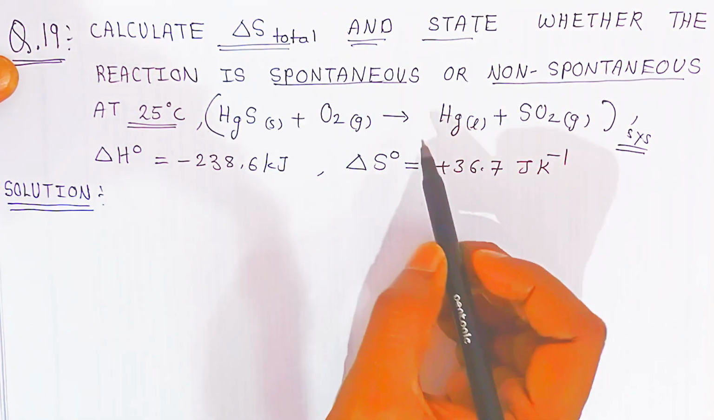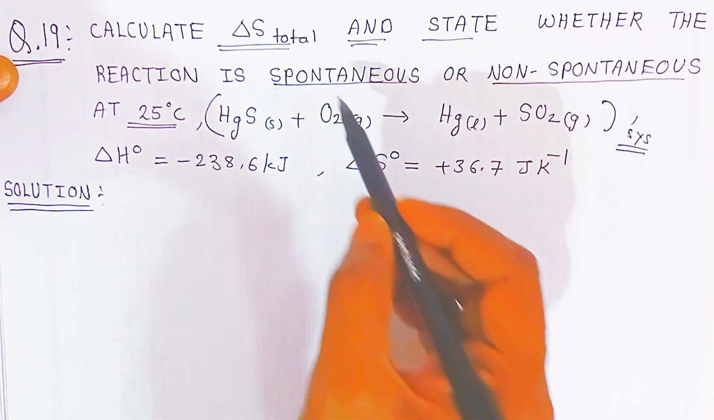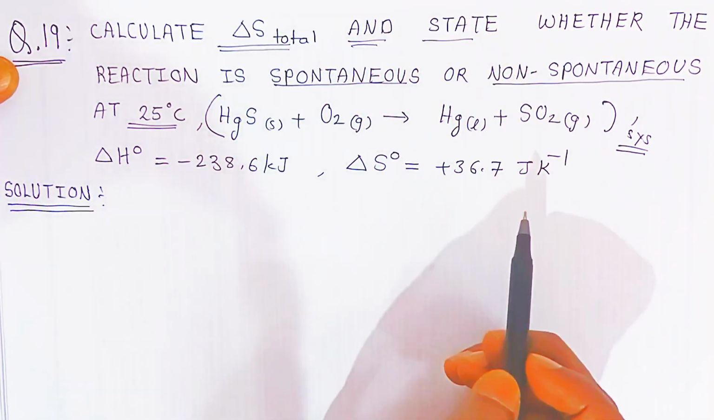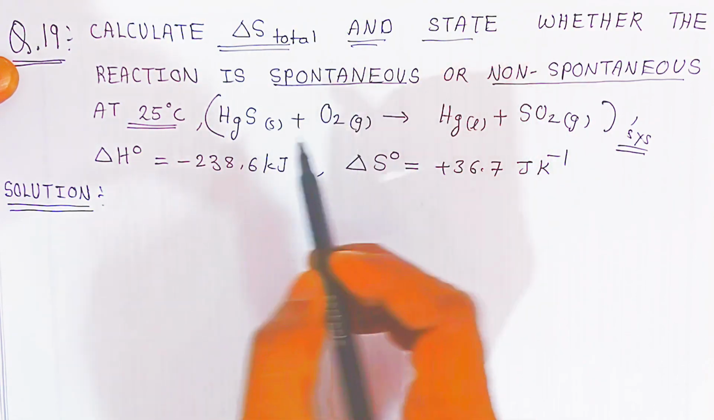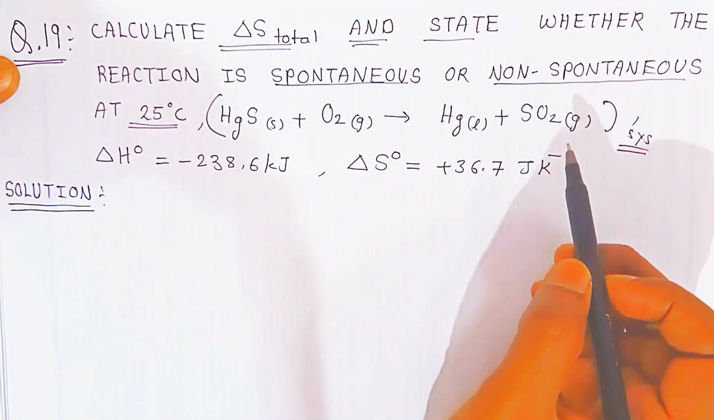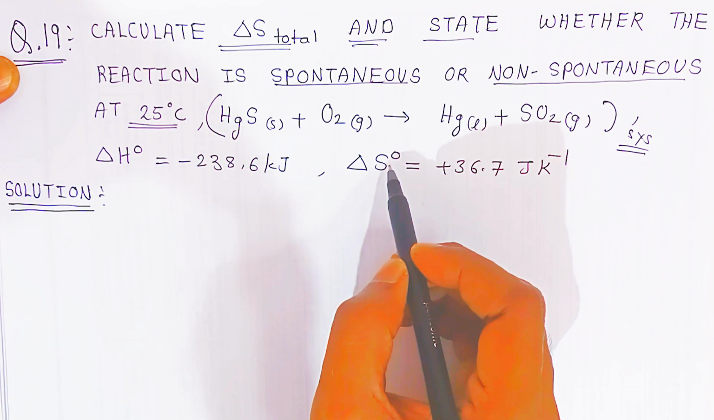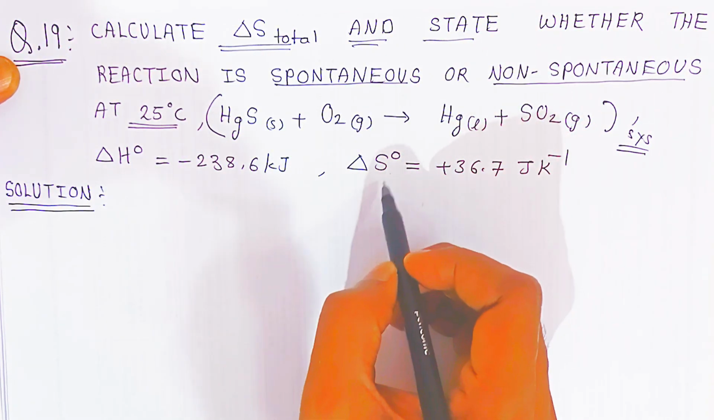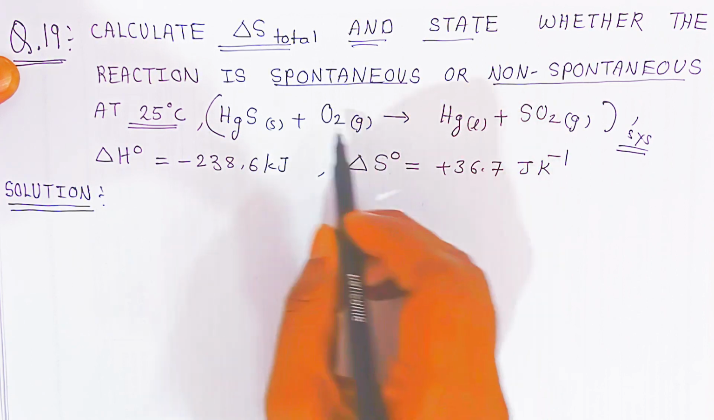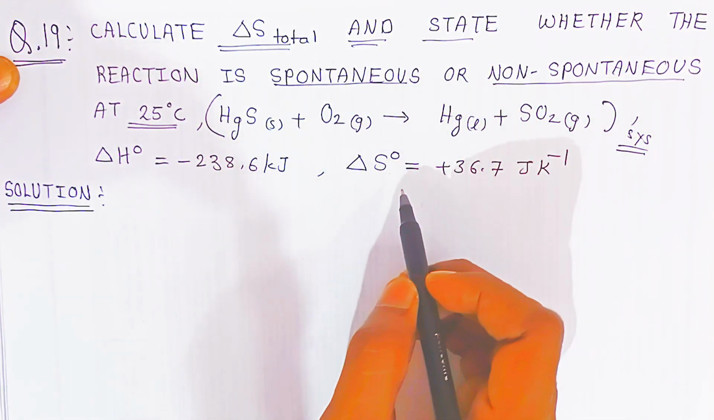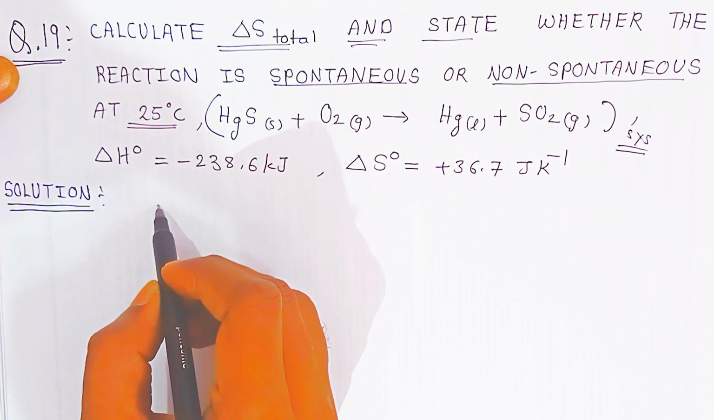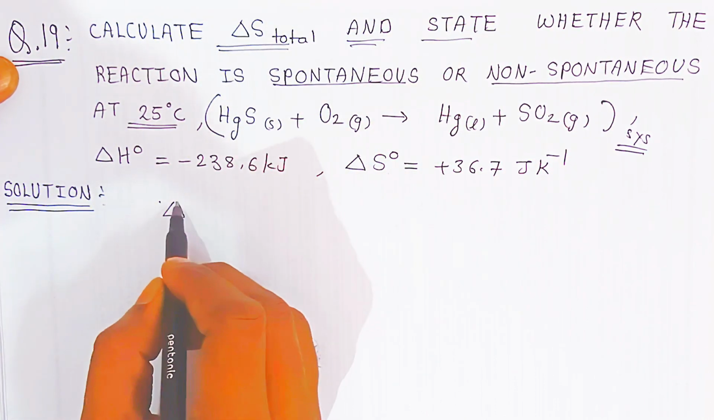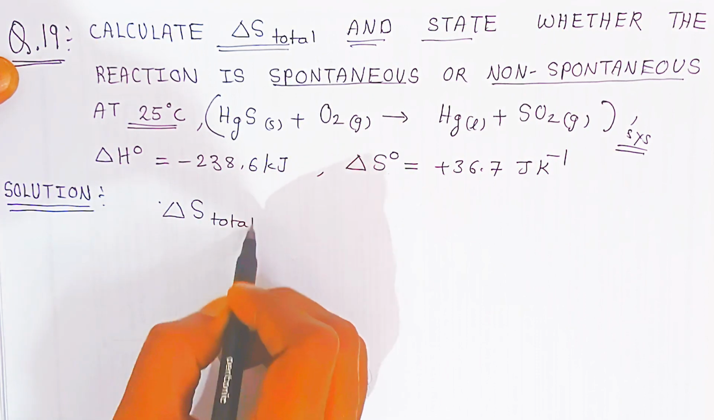Now students, the problem is whether this reaction is spontaneous or non-spontaneous. First you have to calculate the total entropy, and second you have to explain whether it is spontaneous or non-spontaneous. Now students, what else is given? The standard entropy of this system is also given. Sometimes they are not written, so you have to understand the entropy. So what do you have to calculate students? You are going to calculate the total entropy.